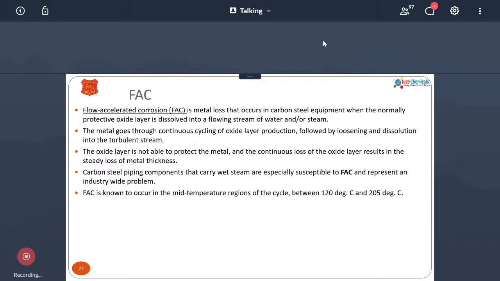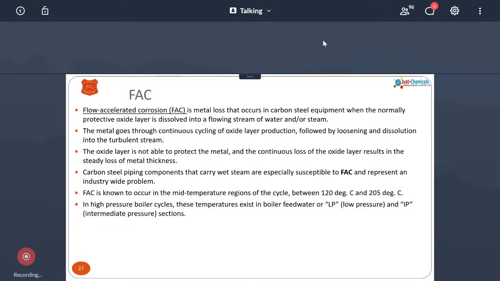But now the system has changed because of FAC, flow accelerated corrosion; the number of incidents increased even in India. And this happens mostly between 120 degrees and 205 degrees centigrade. In high pressure boiler cycles, this temperature exists in the low pressure or intermediate pressure sections, and the pre-boiler section, economizer, deaerator. After the deaerator, the economizer and the pre-boiler section is quite susceptible, and the header drains and the exhaust steam drains were quite having this FAC.